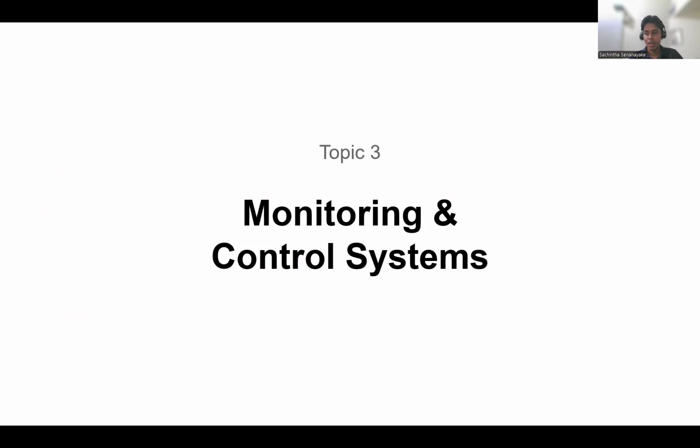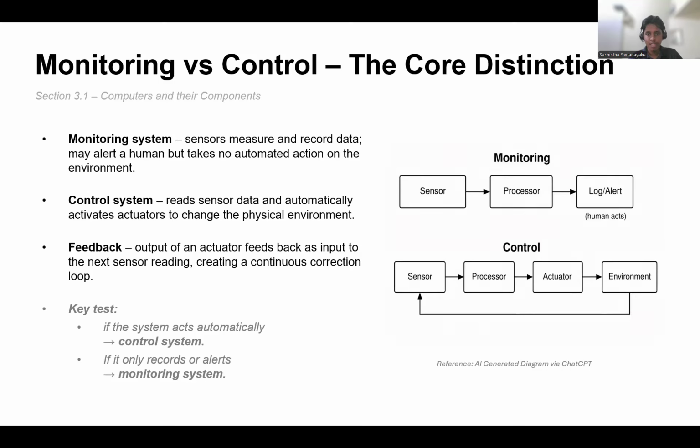Right. So now we move on into topic 3, which is monitoring and control systems. Now, what is the difference between monitoring and control? Monitoring systems are systems that have sensors to measure and record data. And then what they do is they may alert the user about some kind of issue that occurred during that process, some anomaly of sorts. But it does not take any automated action on the environment itself. It may do alerts, it may do logging, it may not do any action by itself.